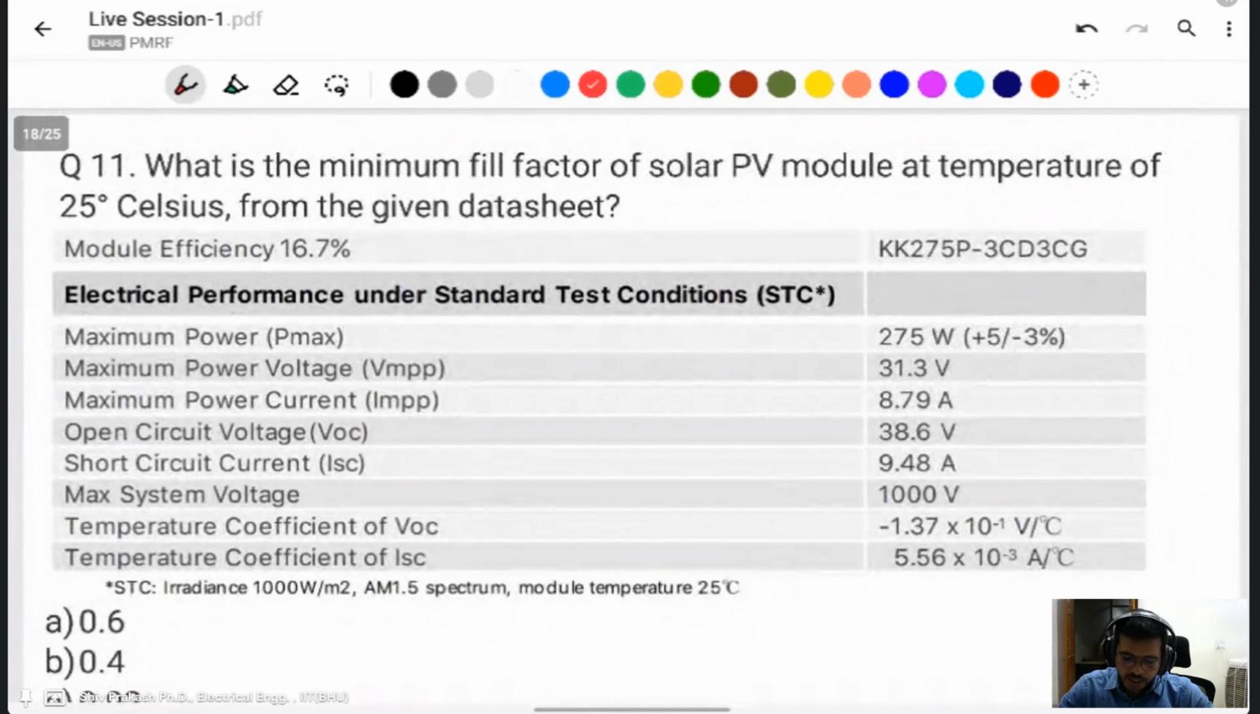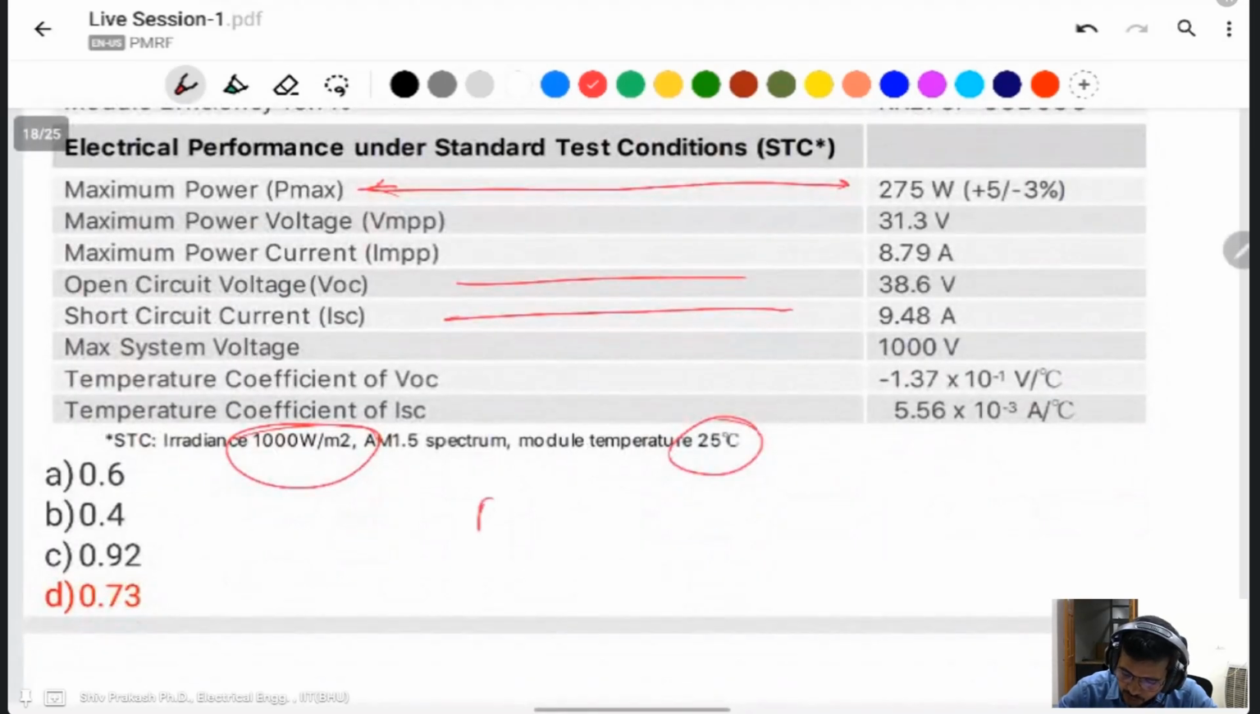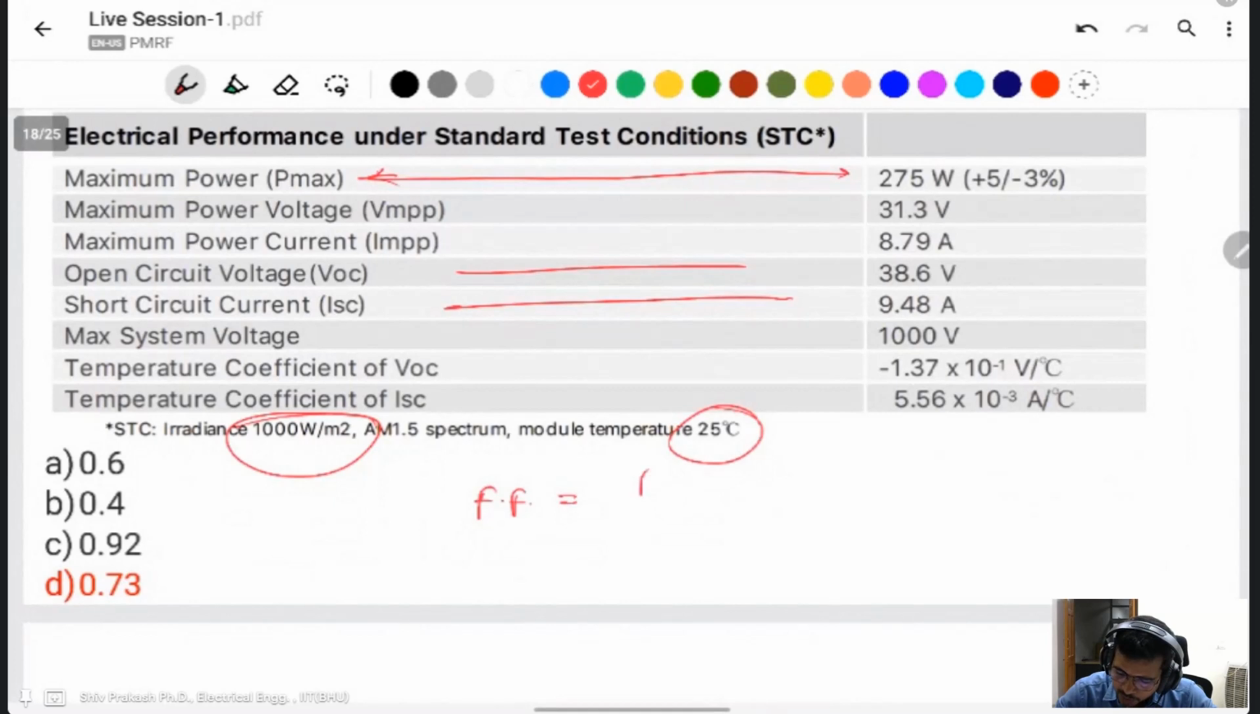Okay. Next, the data sheet is already given here. What is the minimum fill factor of the solar PV module at a temperature of 25 degrees centigrade? From the given data sheet, module efficiency is given here, the maximum power is given, open circuit voltage and short circuit current are given, at the same standard insolation, irradiation. Fill factor, you know, is maximum power divided by VOC into ISC. The maximum power is given as 275 watt plus or minus 3%.